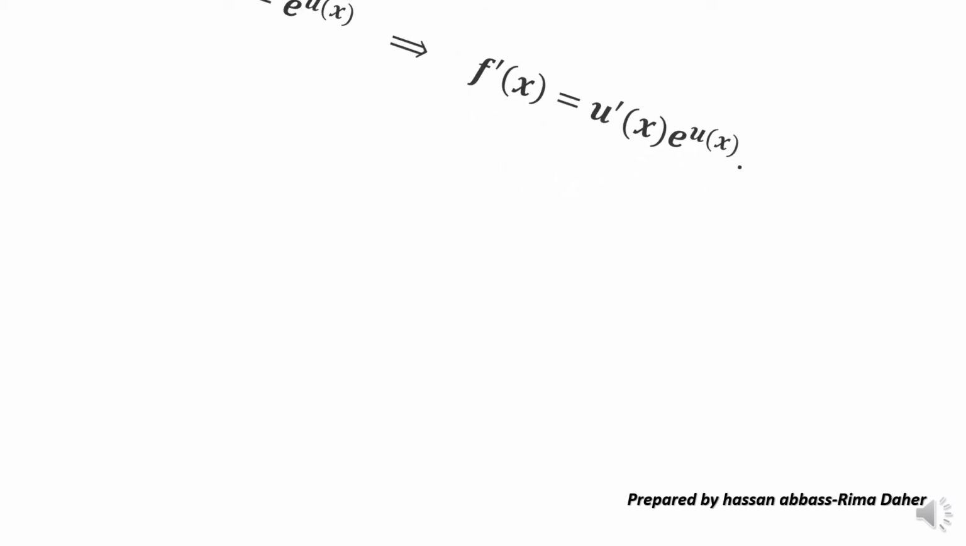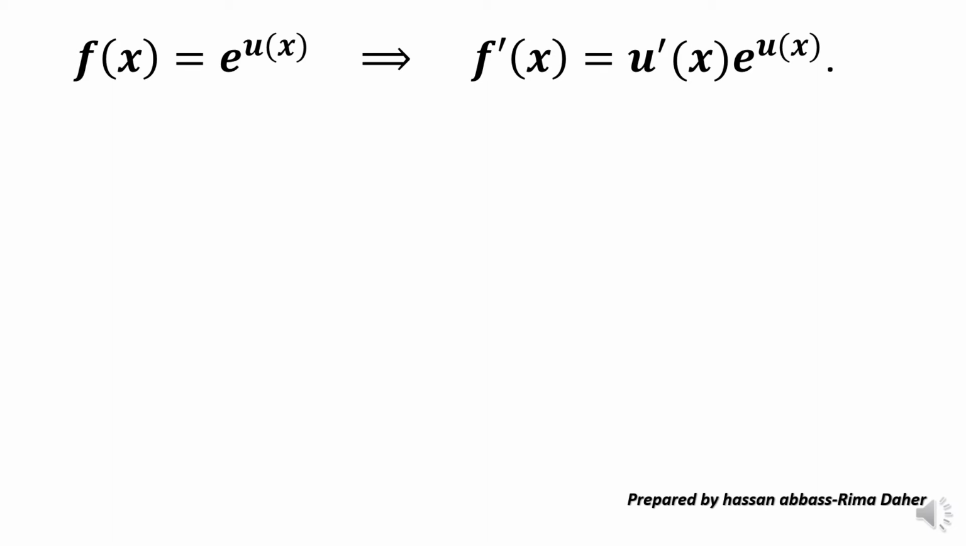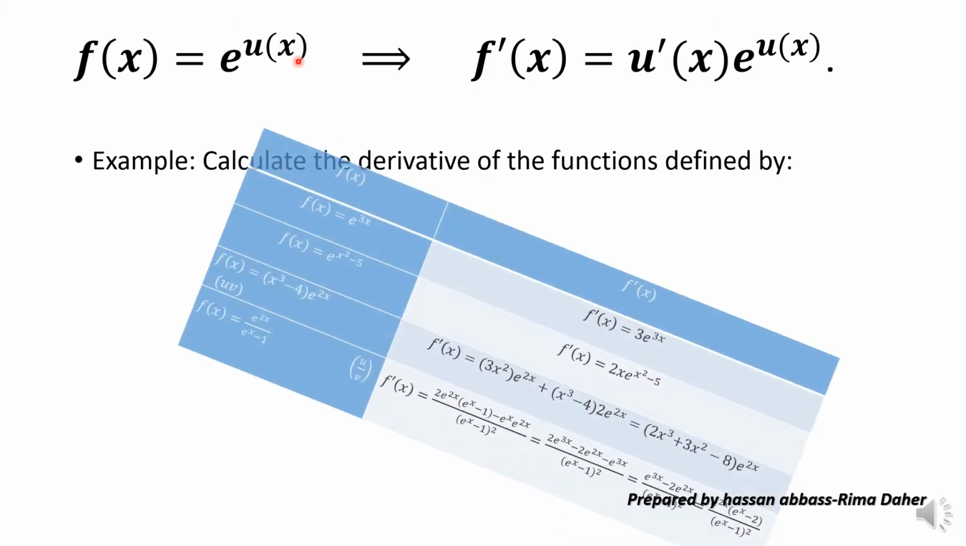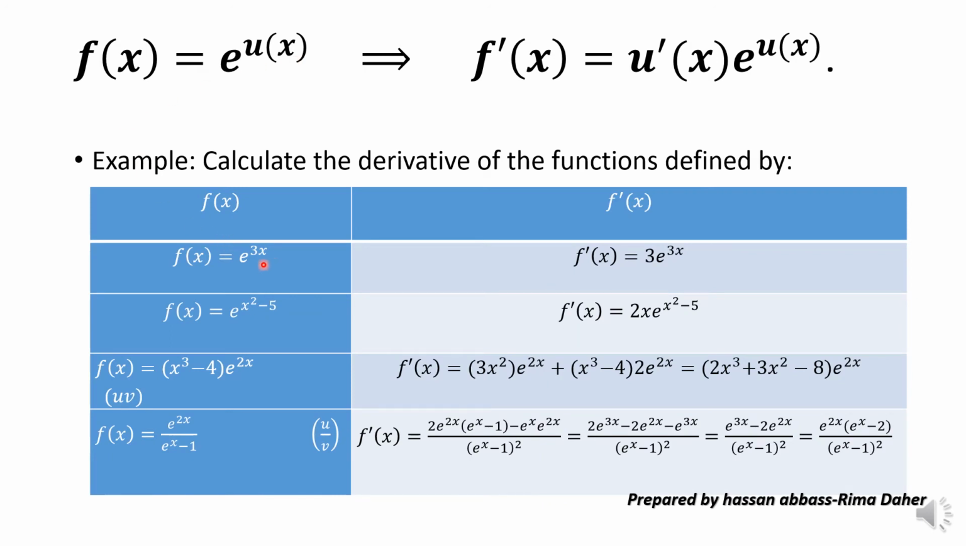If f of x is in the form of exponential u, then f prime of x equal u prime e^u, where u prime is the derivative of u. Example, calculate the derivative of the function defined by f of x equal e^(3x). This function is in the form of exponential u, where u equal 3x and u prime equal 3. Then f prime of x equal u prime e^u, 3e^(3x).